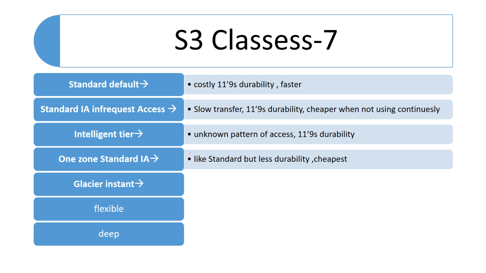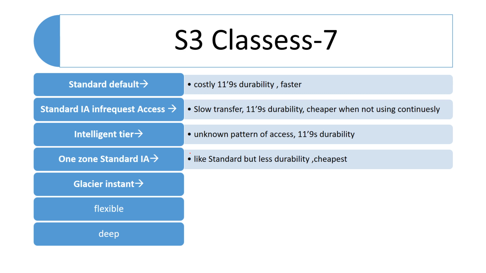How many classes? 7 classes. Right, the number is very important, so you can quickly tell your interviewer: Amazon S3 has classes. Classes means storage categories. Amazon maintains one storage, then a cheaper storage, then more costly, more costly, more costly, each having different features.